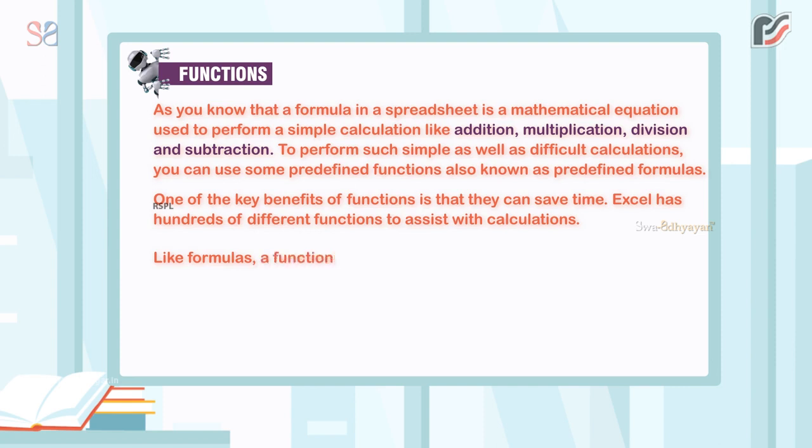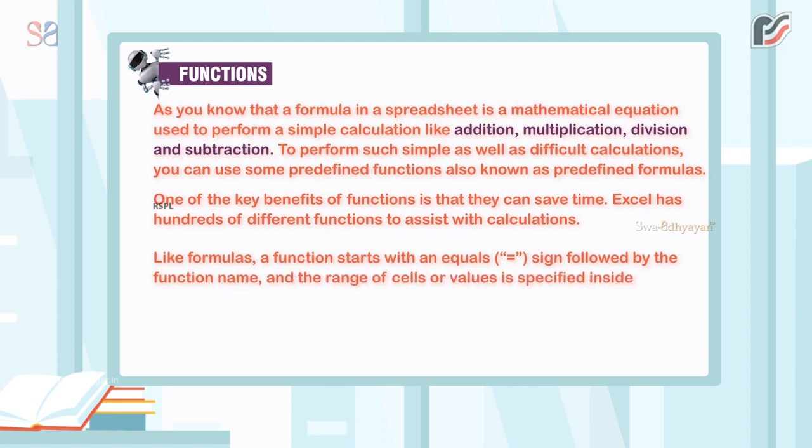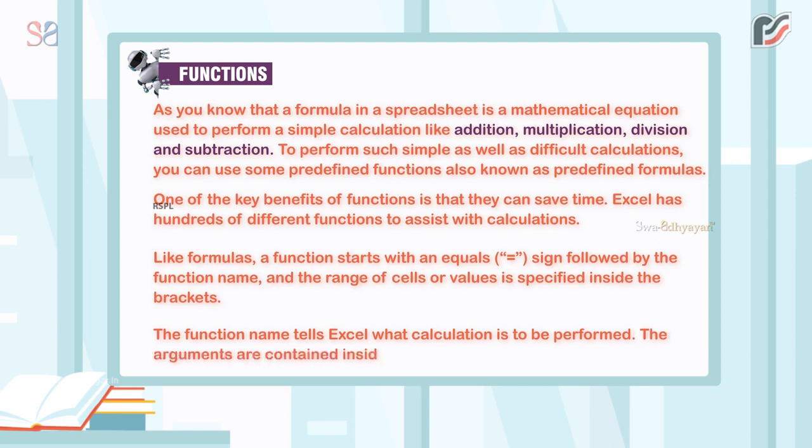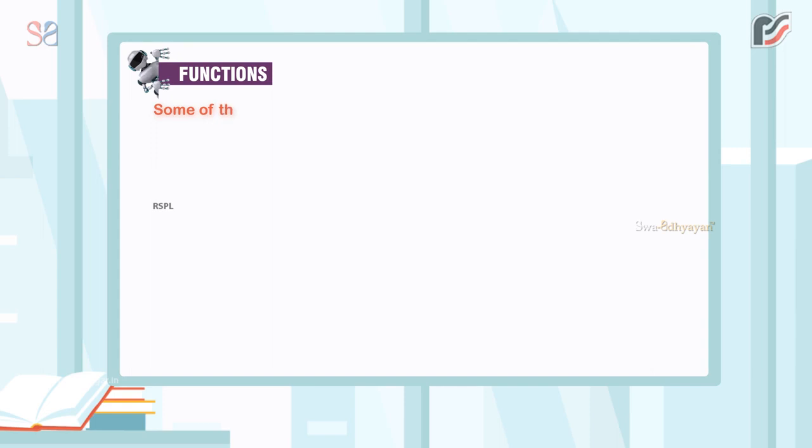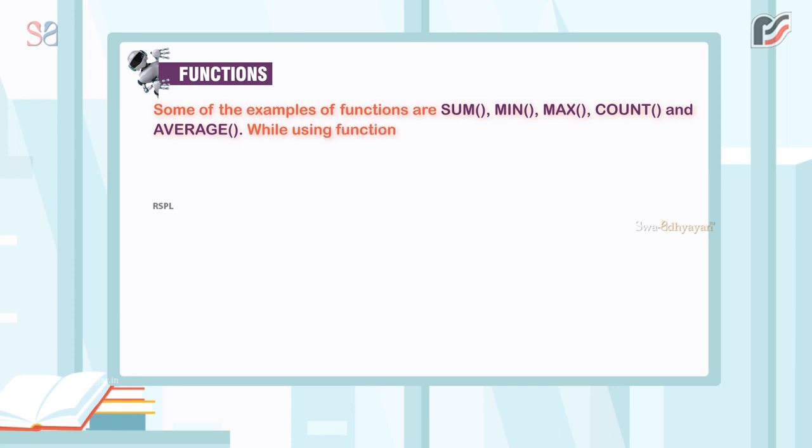Like formulas, a function starts with an equal to sign followed by the function name, and the range of cells or values is specified inside the brackets. The function name tells Excel what calculation is to be performed. The arguments are contained inside round brackets. Remember the round brackets, okay? Some examples of functions are sum, min, max, count, and average. While using functions, the syntax must be followed for the function to work correctly.